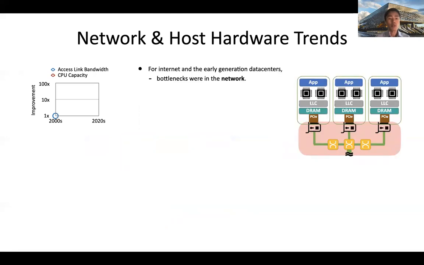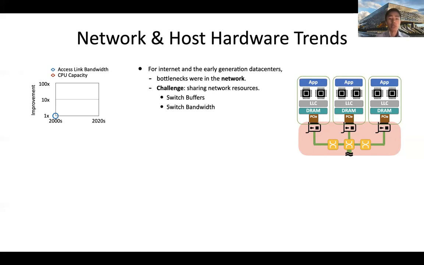For the internet and early generation data center networks, the network core was the primary bottleneck. This is because a single CPU core can easily saturate 1 to 10 gigabits, and even with relatively recent optimizations, even 40 gigabits. Hence, the main challenge in early generation networks was to efficiently share network resources like switch buffer and bandwidth.